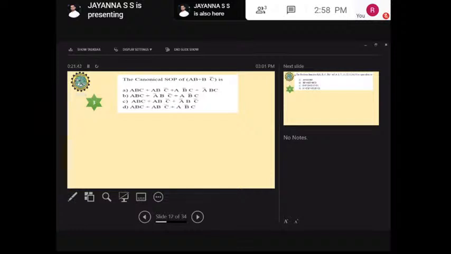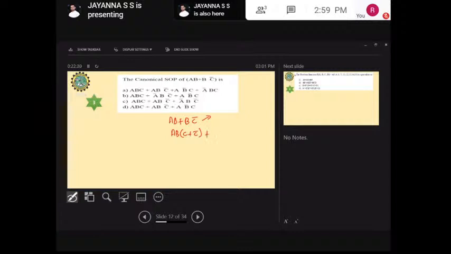That is the canonical SOP of AB plus BC bar. First, they have given that you need to write the canonical form of this expression. For that, first you write the actual equation AB plus BC bar. This is the minimal SOP; you need to write the canonical SOP. In order to write the canonical SOP, just add the missing terms. Here C is missing, so just multiply C plus C bar to that term.